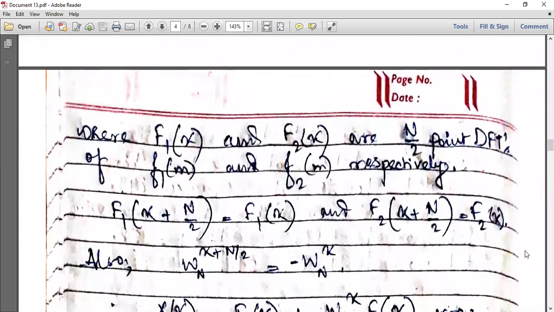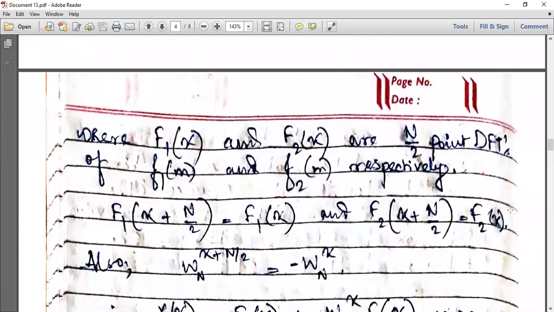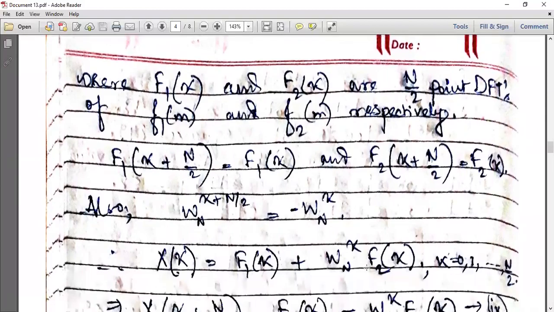Now, what is this f1k and f2k? This f1k and f2k are the n by 2 point DFTs of f1m and f2m respectively. Now, you see, f1 of k plus n by 2 equal to f1k and f2 of k plus n by 2 equal to f2k. Also, wn to the power k plus n by 2 equal to minus of wn to the power k. This is a property.